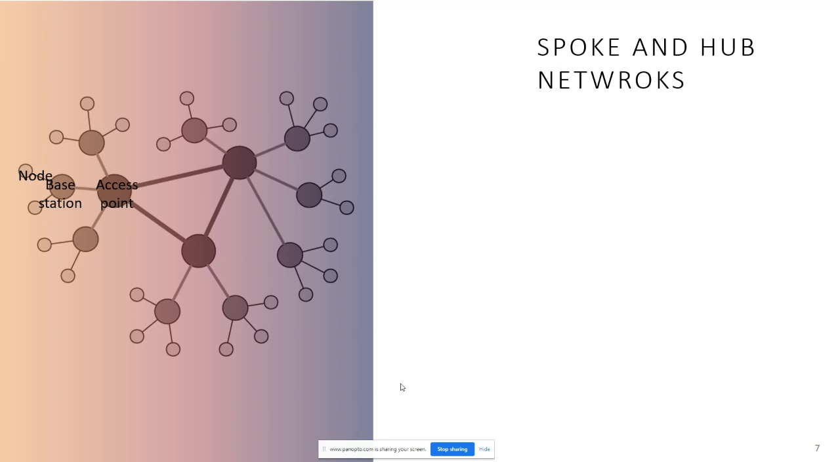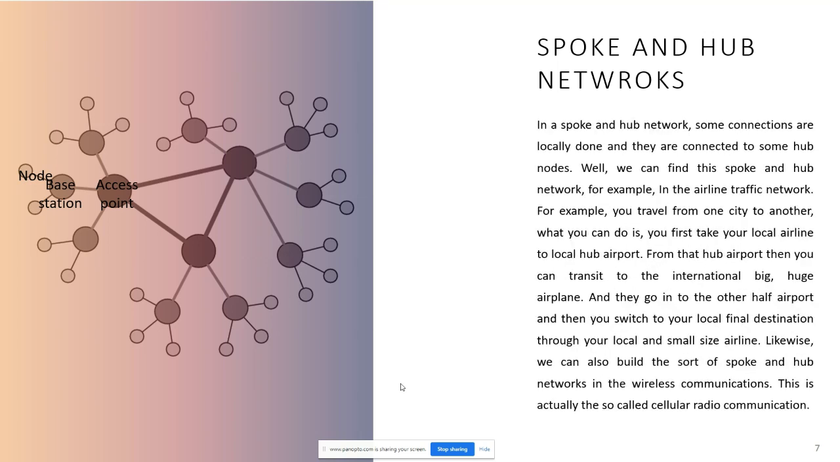So a spoke and hub network looks like this. In a spoke and hub network, some connections are locally done and they are connected to some hub nodes. Well, we can find this spoke and hub network, for example, in the airline traffic network. So, yan yung gagamitin nating example para mas madali ninyong ma-visualize kung paano gumagana yung spoke and hub network.